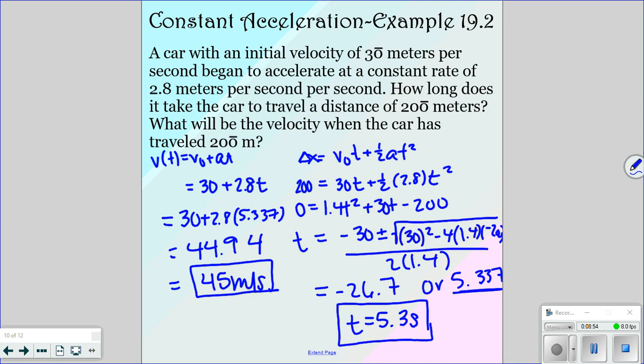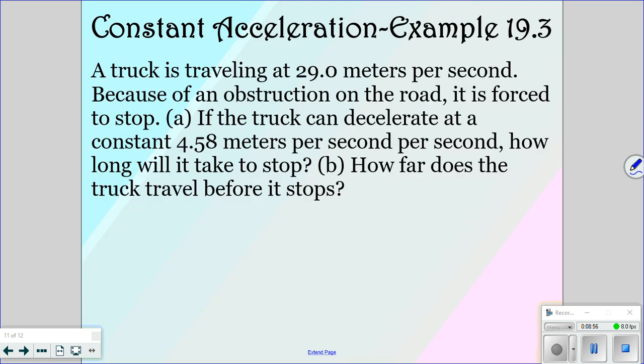Okay, we're going to look at one more example. We have a truck traveling 29 meters per second. Because of an obstruction on the road, it's forced to stop. If the truck can decelerate at a constant 4.58 meters per second squared, how long will it take to stop, and how far does it travel before it stops?